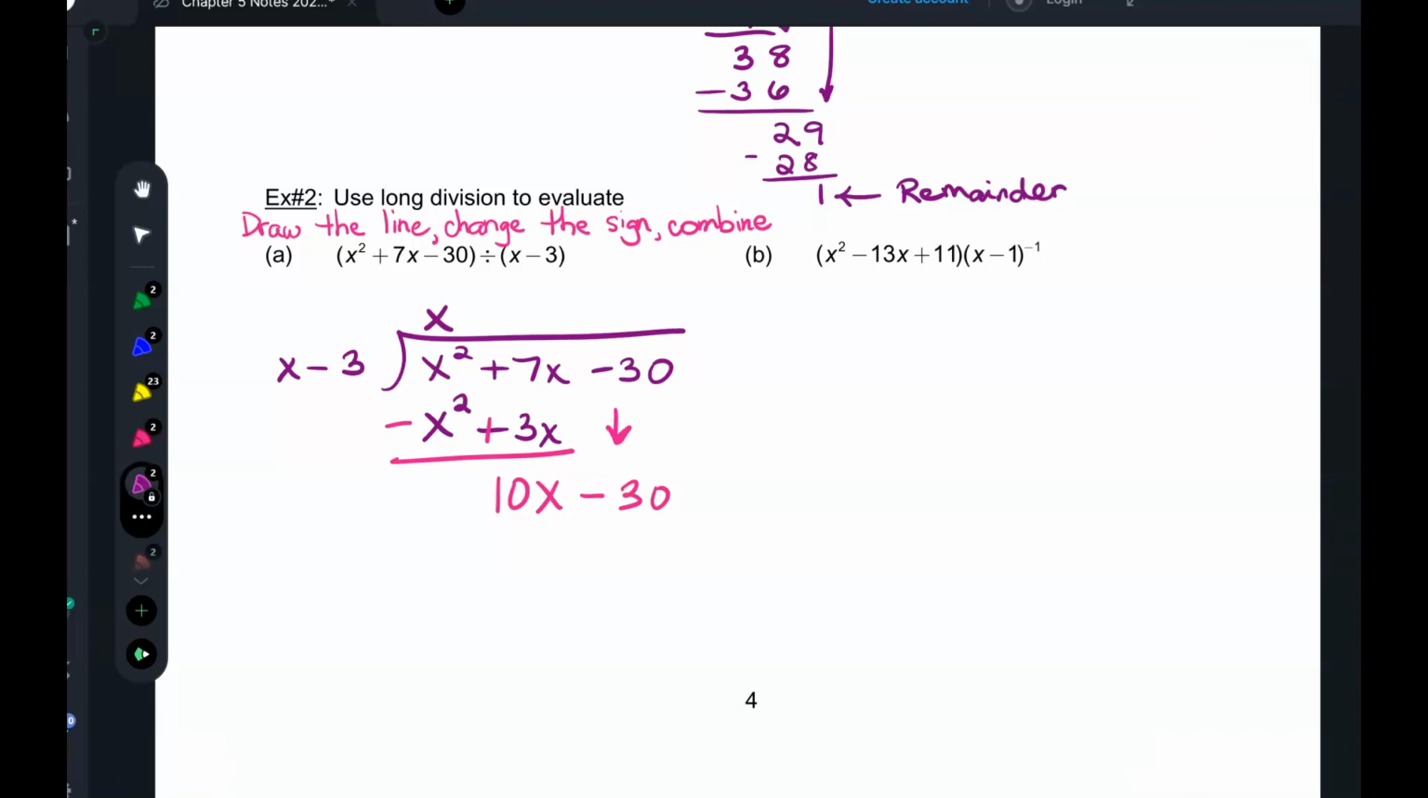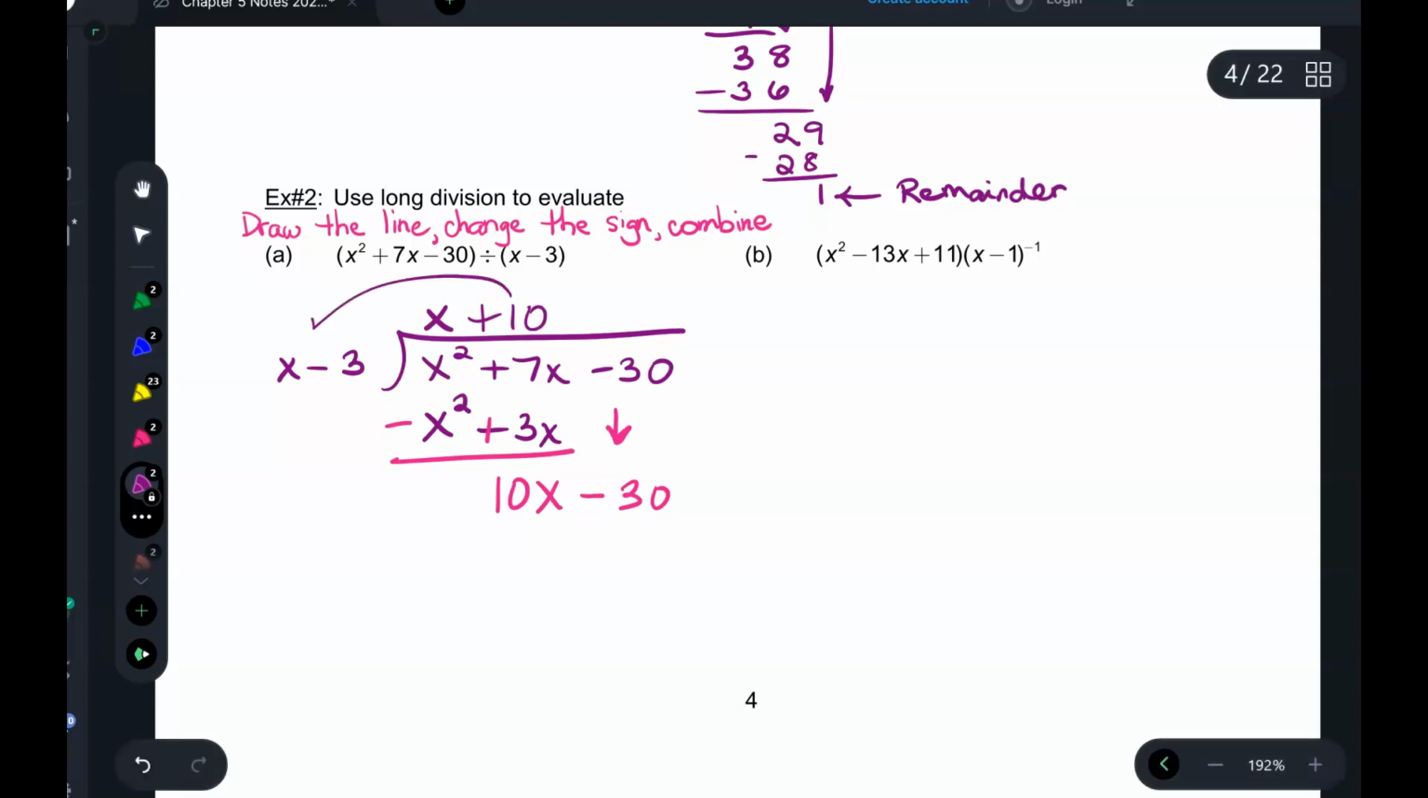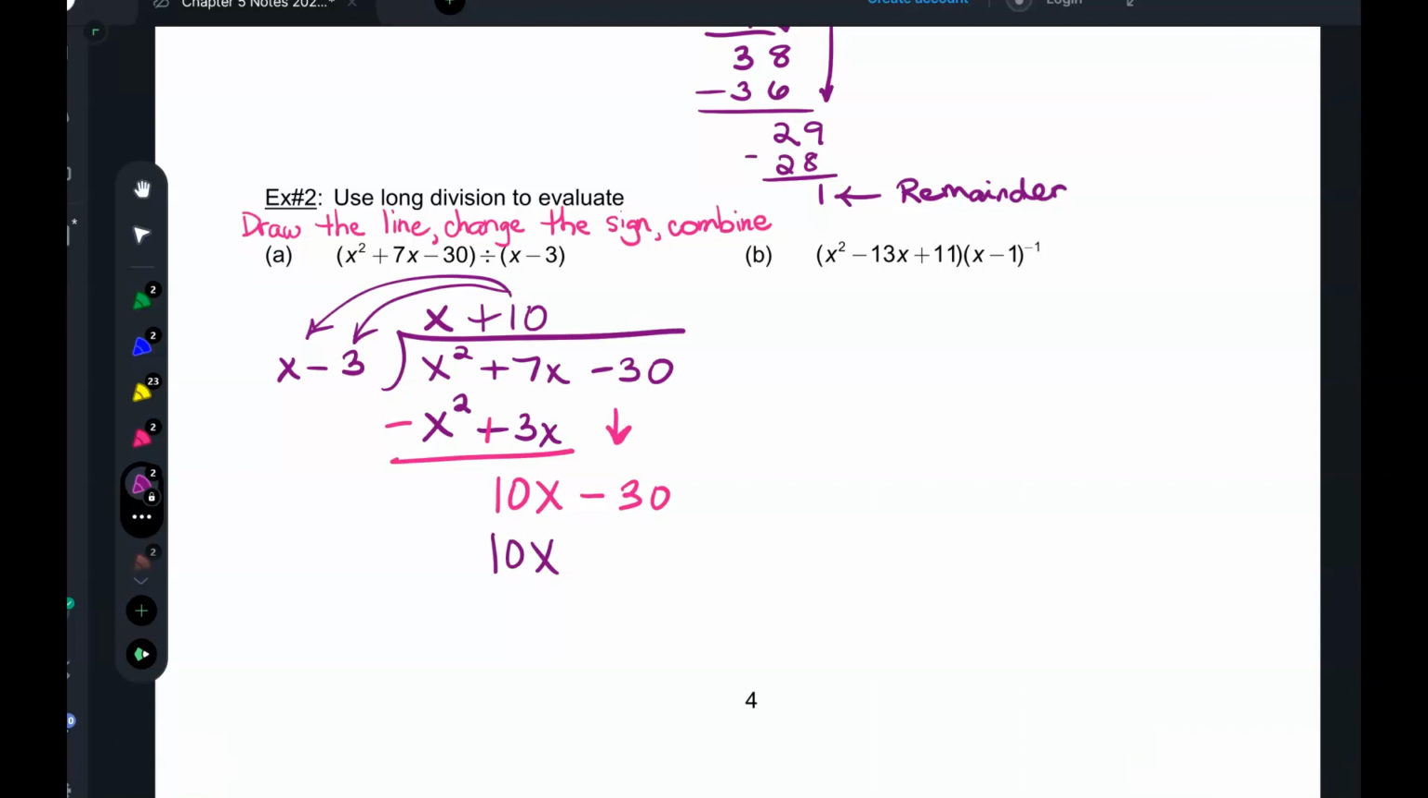Then we do it again. Does x minus 3 go into 10x? 10 times. What would I need to put here to multiply by x to get 10x? 10. Again, it works for both, so now we're going to take 10 and distribute it to both parts. So plus 10 times x is a plus 10x. Plus 10 times a minus 3 is a minus 30.